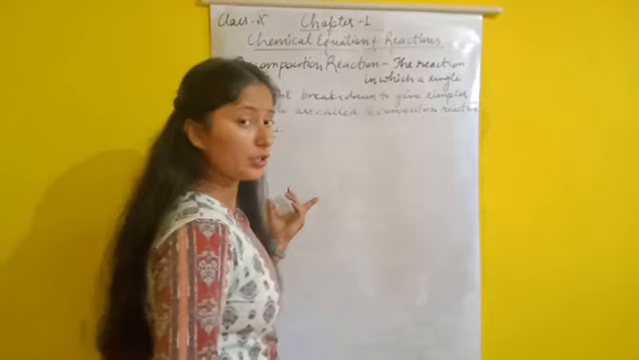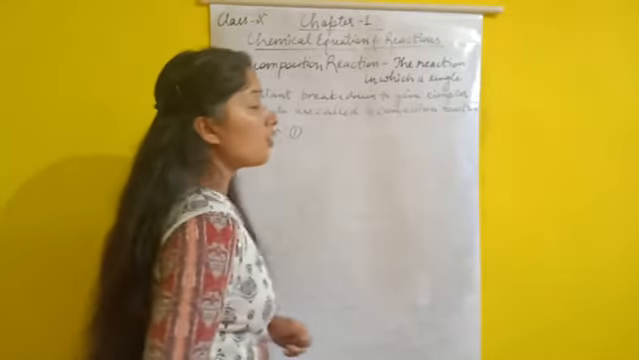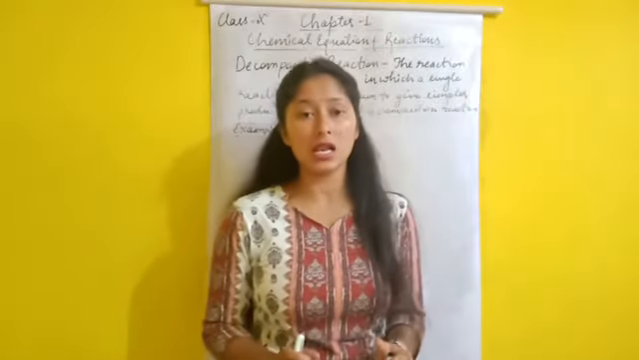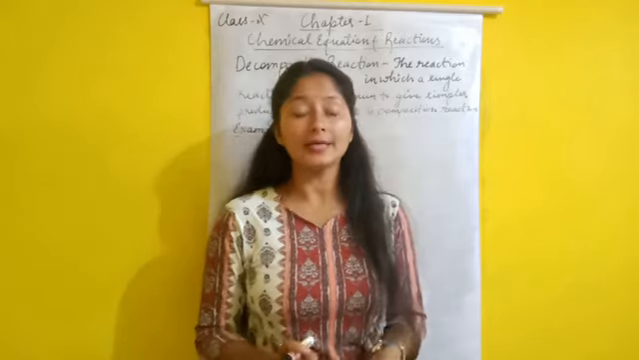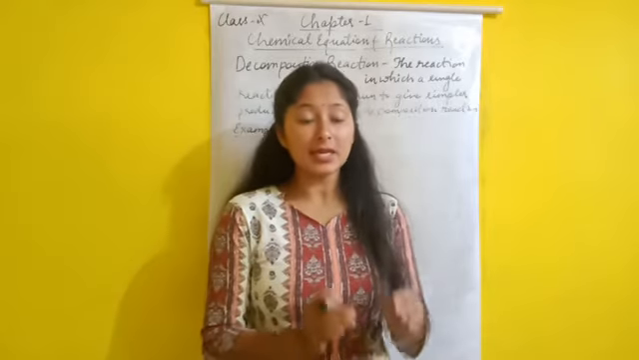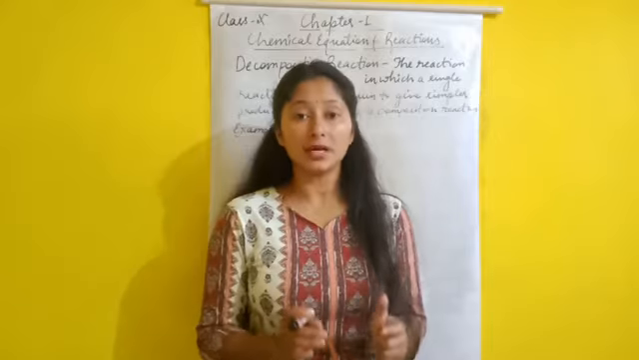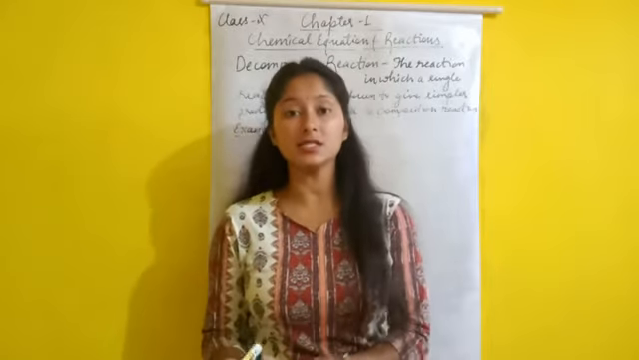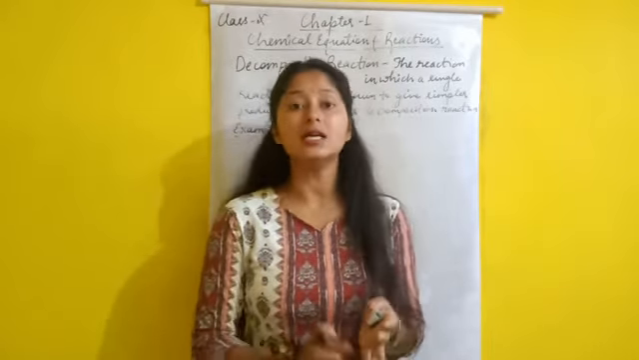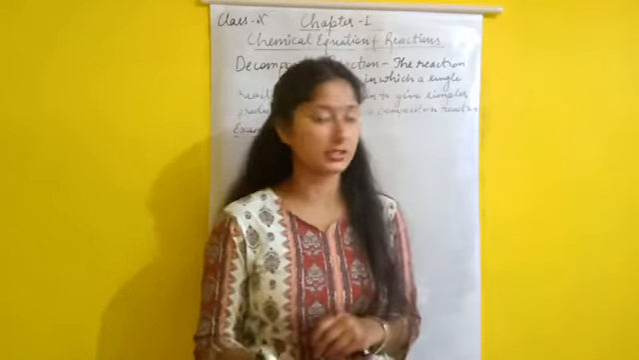Then, into examples. The first example is ferrous sulfate crystal. When heated, it loses water, and when it decomposes, the color of the crystal changes, because of the decomposition of ferrous sulfate crystals into ferric oxide, sulfur dioxide and sulfur trioxide.